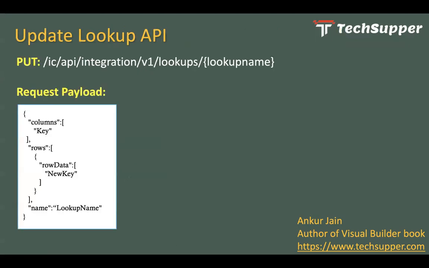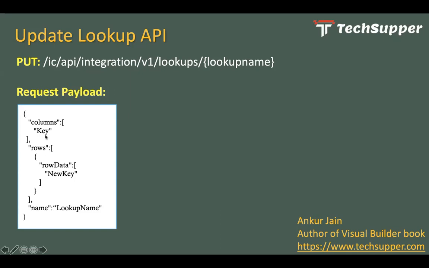Okay. So in order to update a lookup, you cannot directly update the lookup. Oracle Integration has a lot of APIs which can be used to maintain your integrations, lookups, connections. Similarly, we have the update lookup API, the PUT API, whose relative endpoint is ic/api/integration/v1/lookups, and here you need to pass the lookup name. And in that request payload, you need to pass the columns, an array wherein you need to pass all the column names.